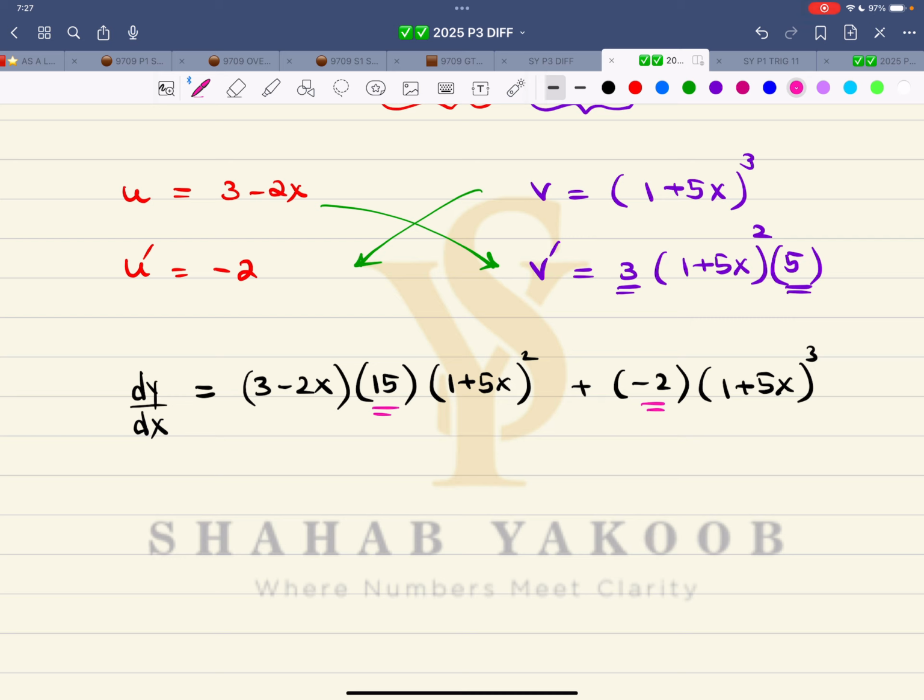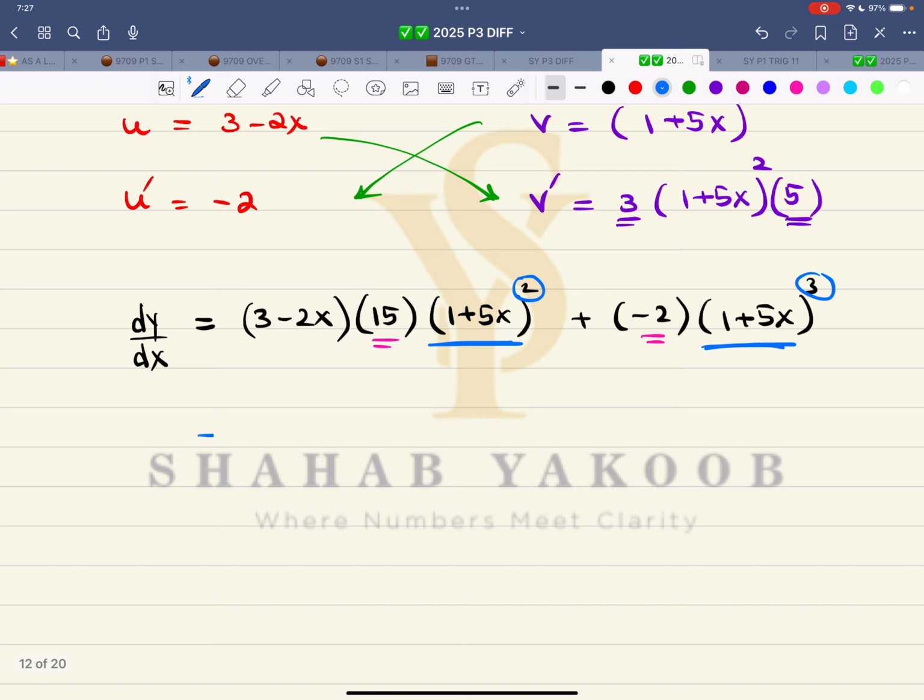In this case, you cannot. Focus on what? Focus on this thing. That is over here, 1 plus 5x whole squared, 1 plus 5x whole cube. So what can you take common out? You can take 1 plus 5x, the whole thing square, common out. And then what's on the inside? So this is 15 times 3 minus 2x. And this is negative 2 times 1 plus 5x.